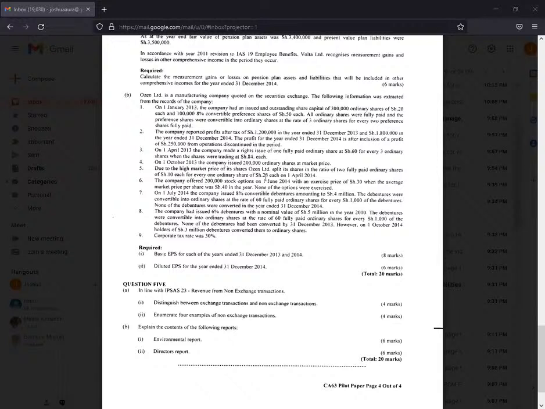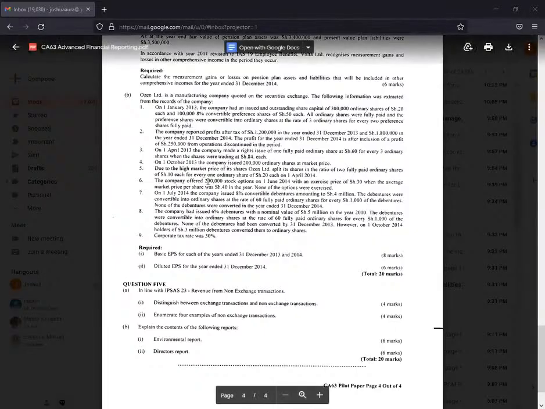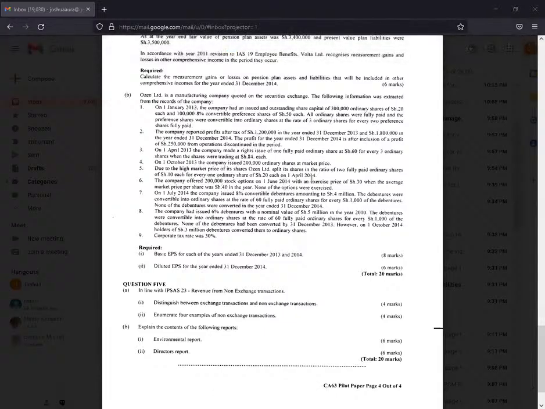So due to the high market price of its shares, CKC Limited split its shares in the ratio of 2 fully paid ordinary shares of shillings 10 each for every 1 ordinary share of shillings 20 each on 1st April 2014. We are told the company offered 200,000 stock options on 1st June 2014 with an exercise price of shillings 30 when the average market price per share was 40 in the year.